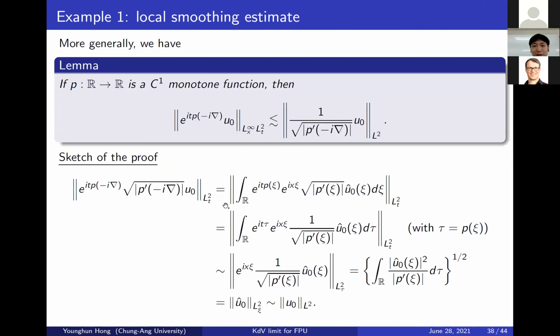Actually, the proof of the local smoothing estimate is very simple. Because of the limitation of time, I don't have time to go into detail, but somehow we can prove the local smoothing estimate by change of variable and the Plancherel theorem. It's very short, even in this general case.